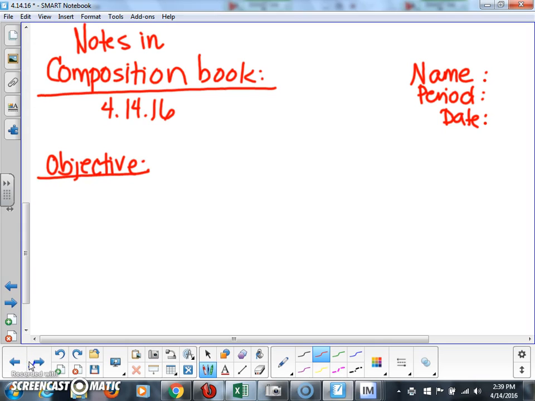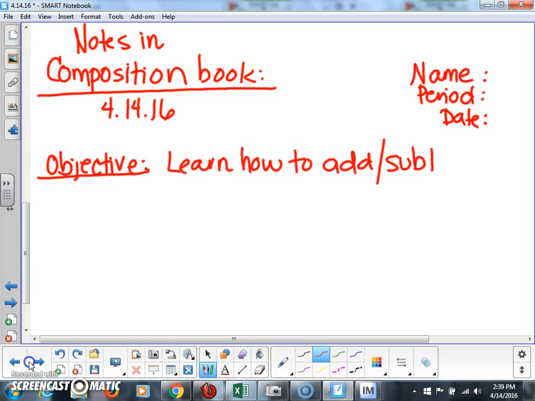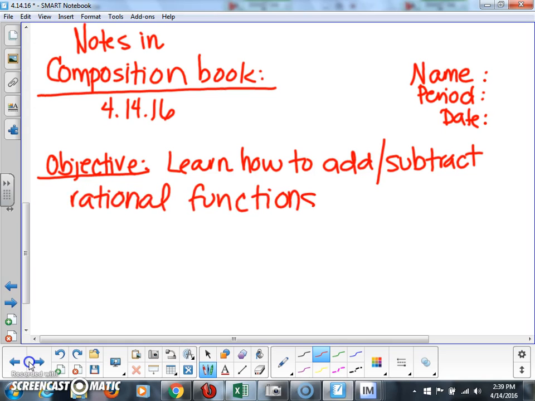Our objective for today is to learn how to add and subtract rational functions. We are building on previous knowledge of adding and subtracting fractions. When you were in elementary school or middle school, you learned how to add fractions, which is super easy.